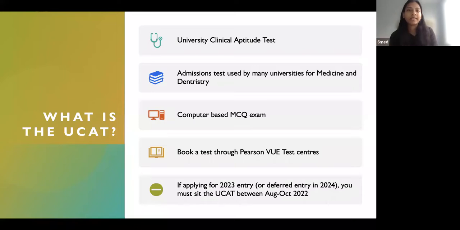But different universities use your UCAT scores in different ways. So it's important to check their website in terms of how much weighting they place on the UCAT score.